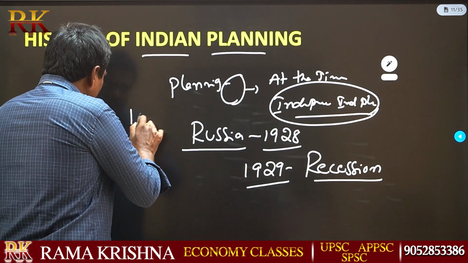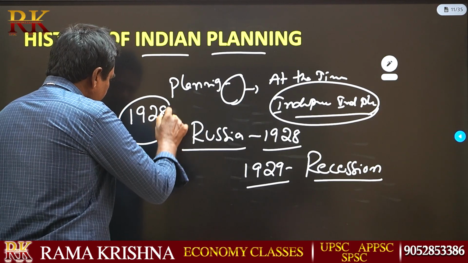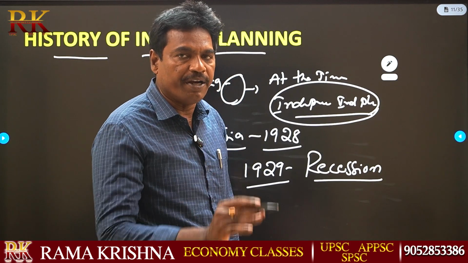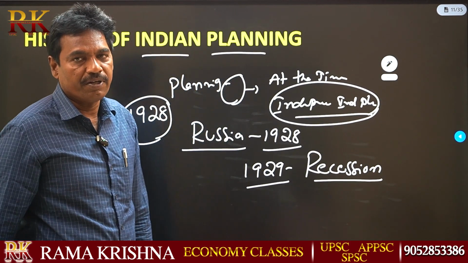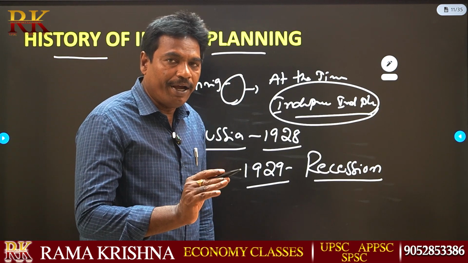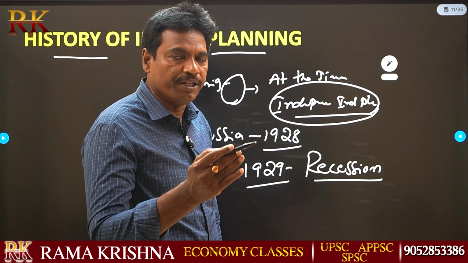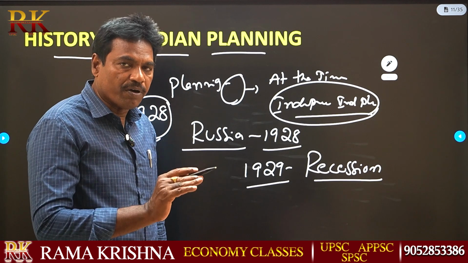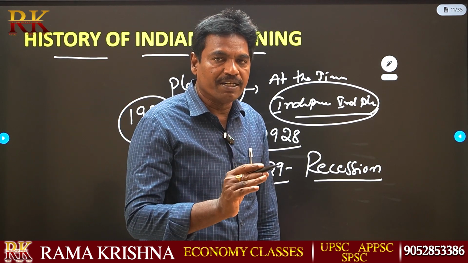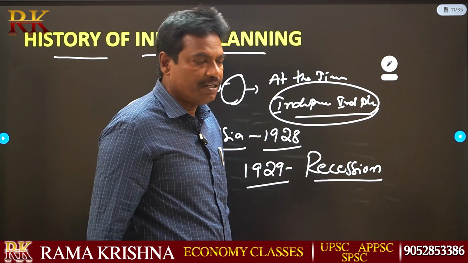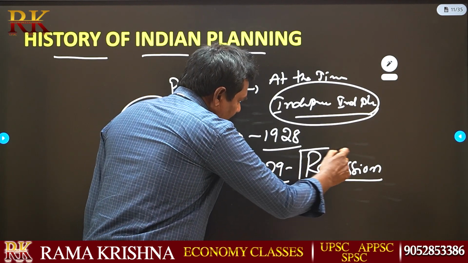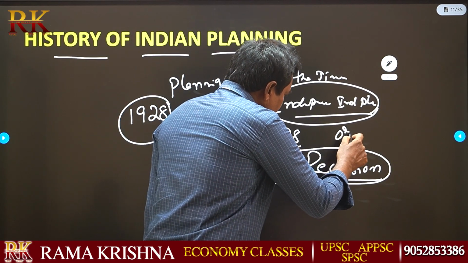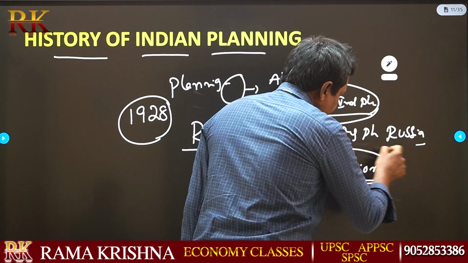Only from 1928 onwards, Russia introduced the planning system. In the world, all countries were going through the recession period, but not Russia. All countries looked to see why Russia did not go into recession. At the time of the recession period also, from 1928 onwards, Russian President Stalin introduced the planning system. That is the main history of the planning system. Now, the initial stage, the origin of planning, Russia.